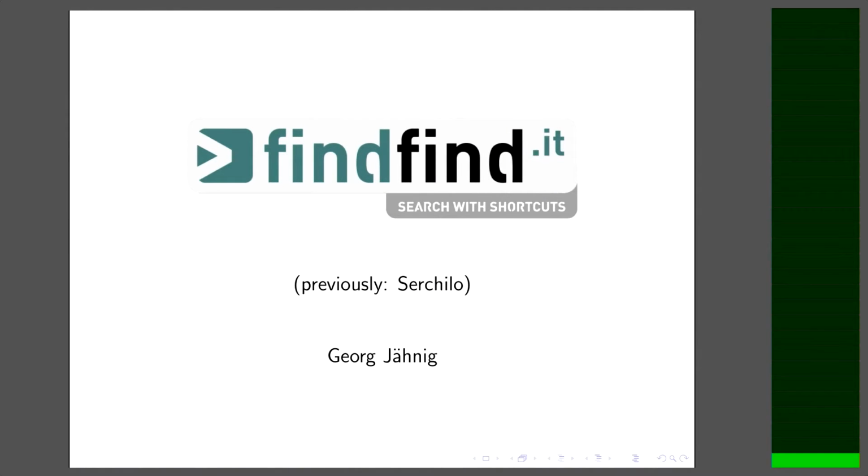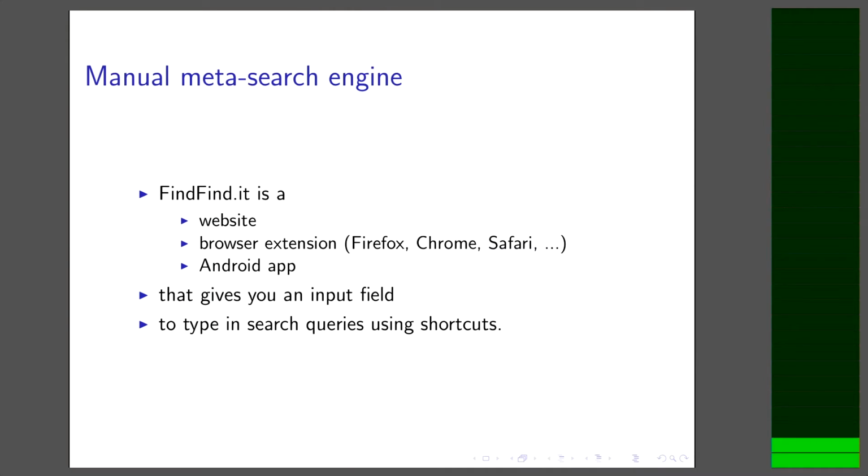I want to tell you about FindFindit. It was previously named Searchilo, in case you heard about that already. And what is it? It's a manual meta search engine. So it means you can use it via a website or a browser extension or an Android app, and all of them give you an input field, and in that input field you can type in search queries using shortcuts.